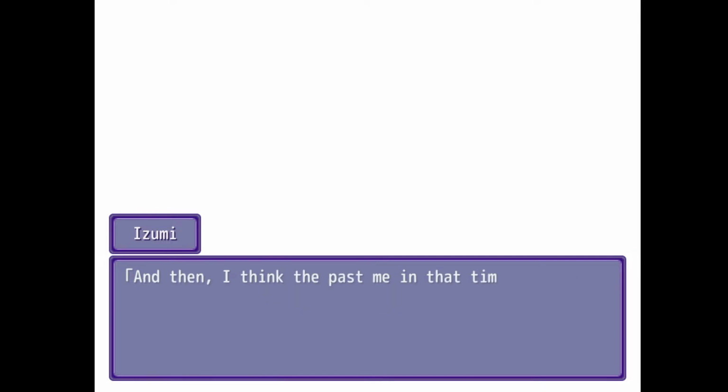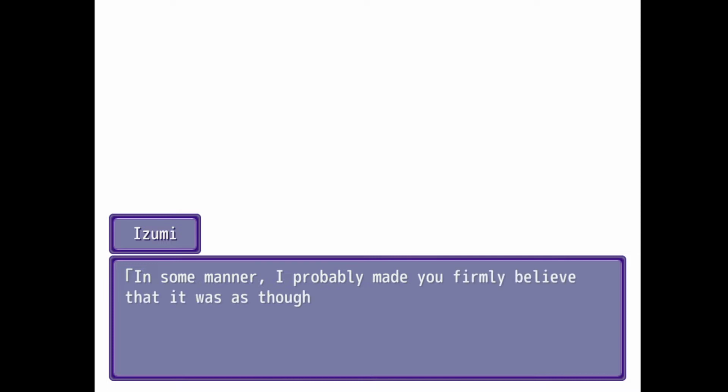And then, I think the past me in that time commenced the experiment just as planned. In some manner, I probably made you firmly believe that it was a thought as though you had precognition. Okay, this is a good explanation, I like this.